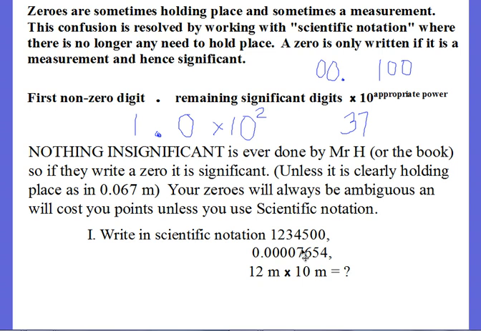So please write these 3 in scientific notation. Notice these 2 are numbers. This one is data, and so it's got limited precision. Make sure that the product has the correct precision.